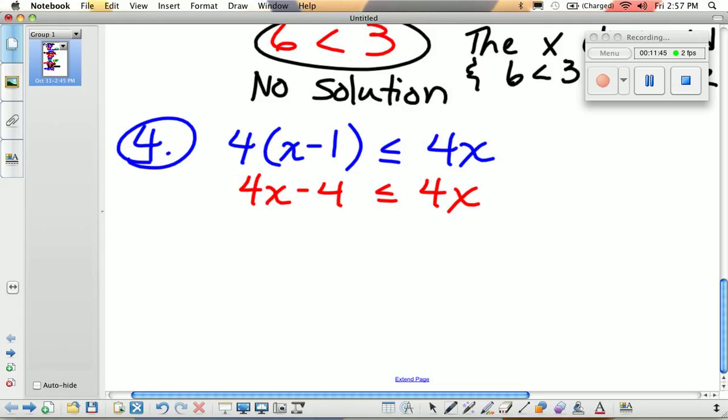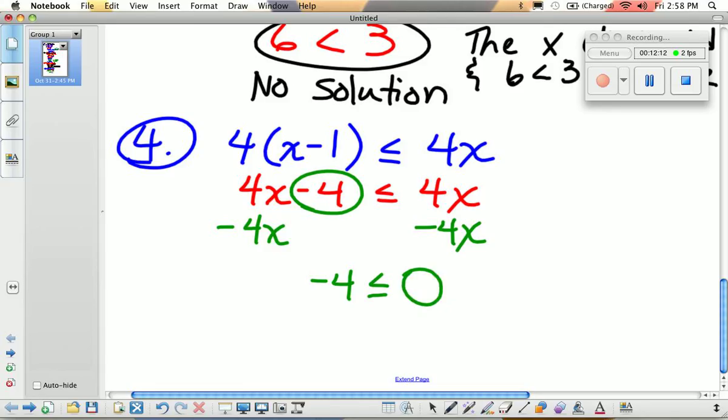What are you going to do, Ricky? I subtracted 4x. You want to subtract 4x from both sides? Okay. Subtract 4x, subtract 4x. What do I have now? Negative 4 is less than or equal to 0. When you take something away from itself, you now have 0. Okay, is that true? Yes. Okay, well then what does that tell us?